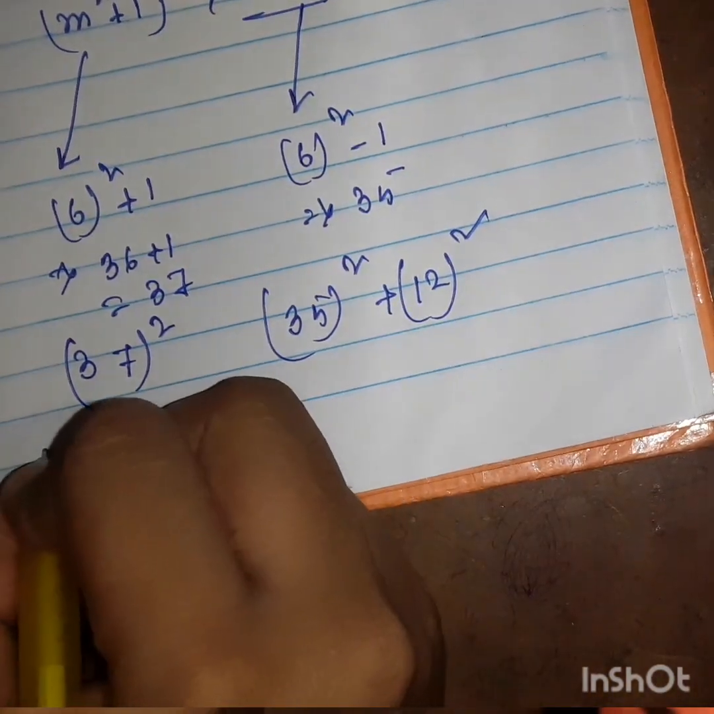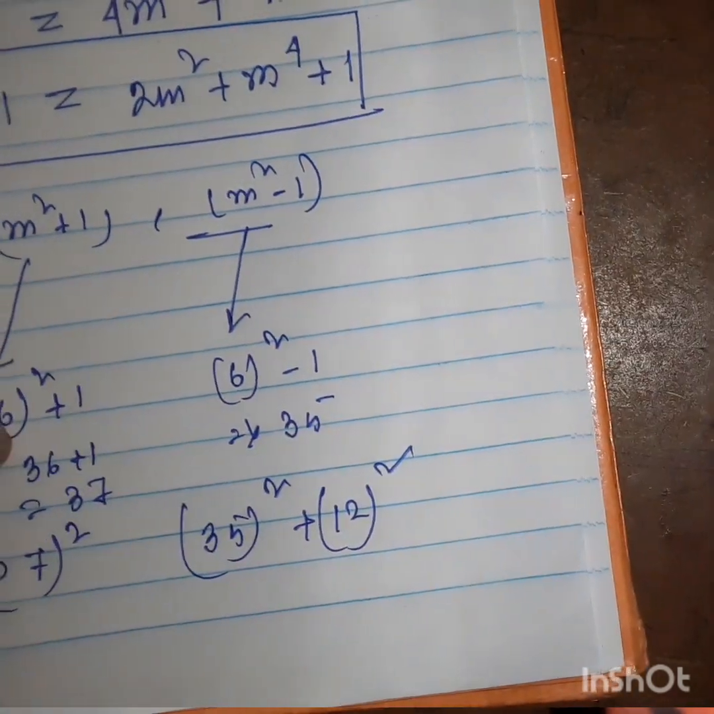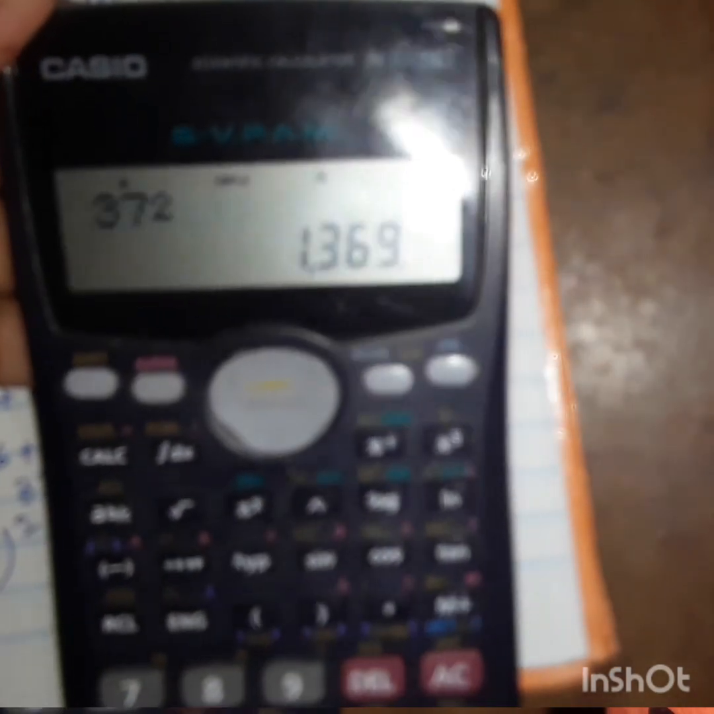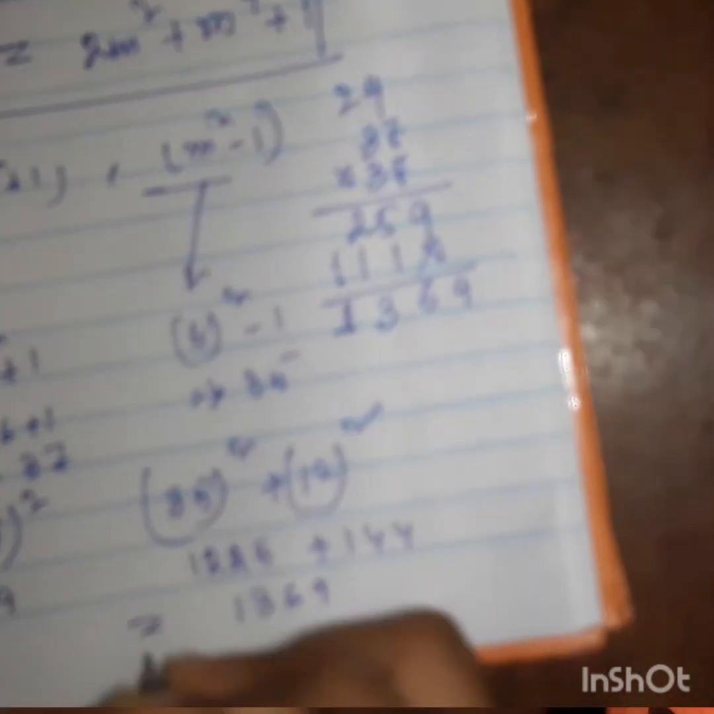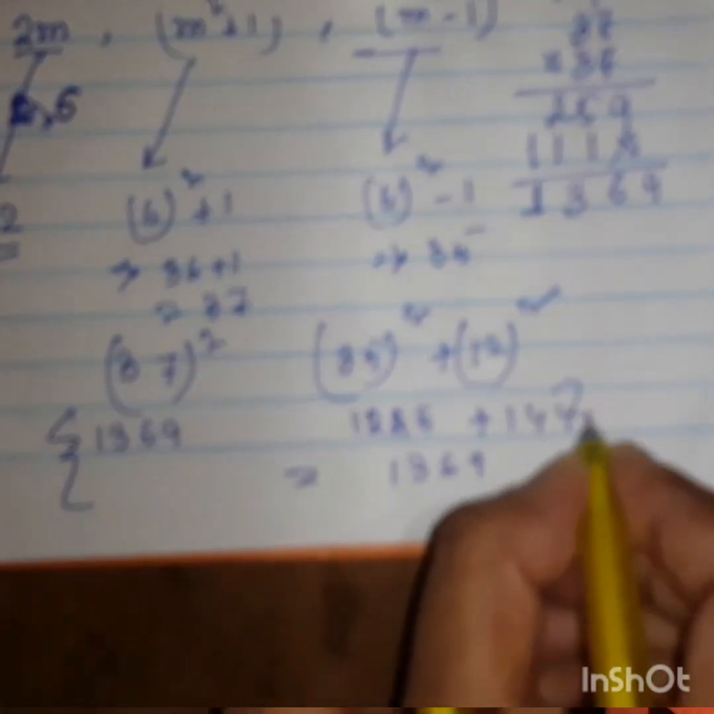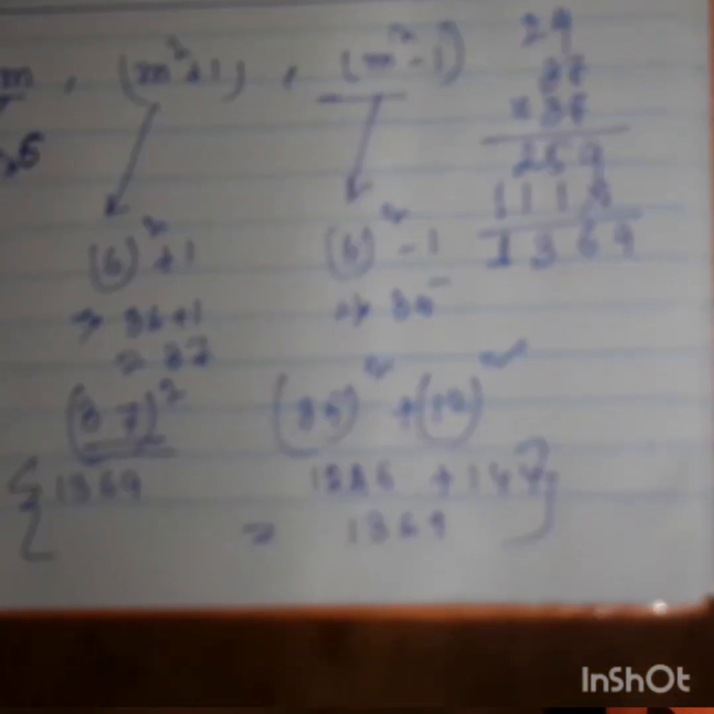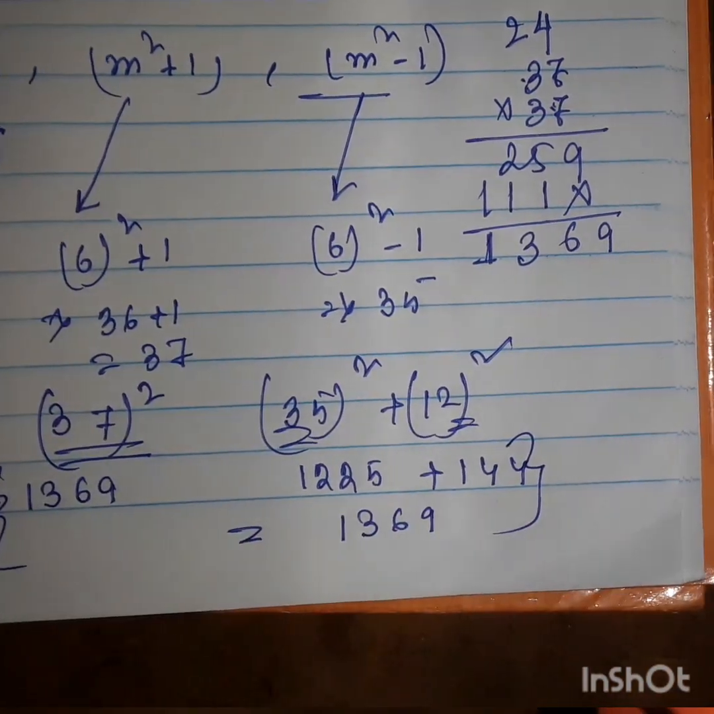Okay, 37 square means 1369. You have to multiply, students, because you can't use the calculator. Now 35 square is 1225, plus 12 square means 144. That is 1225 plus 144, which becomes 1369. You can see 1369. Okay, so both sides became equal. That's why we can say that 37, 35 and 12 are Pythagorean triplets.